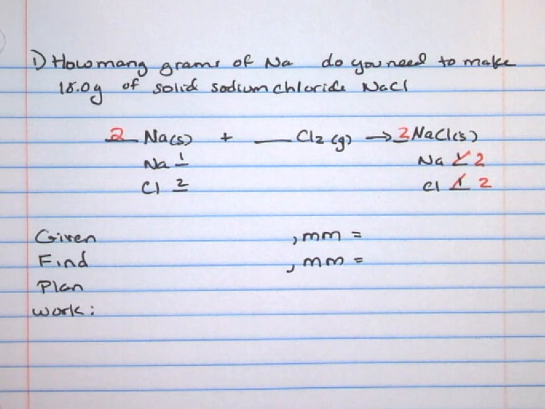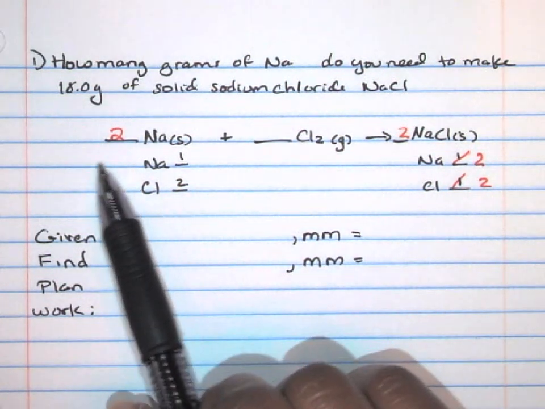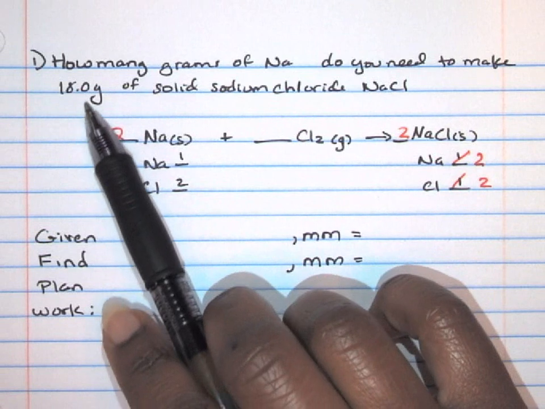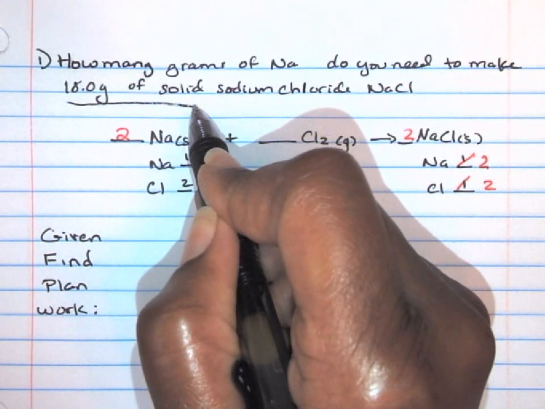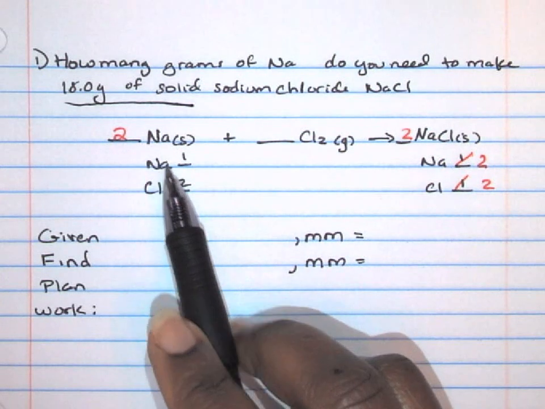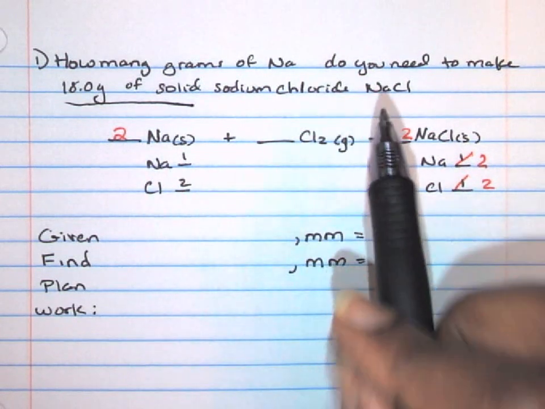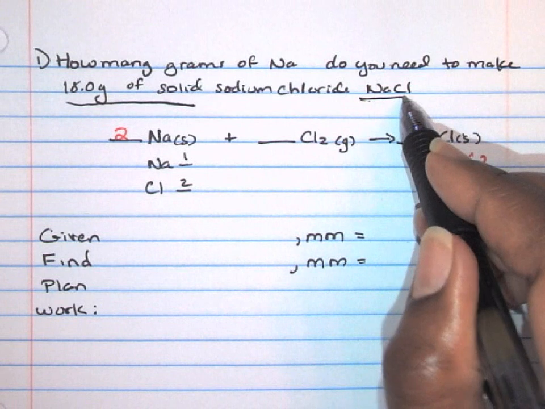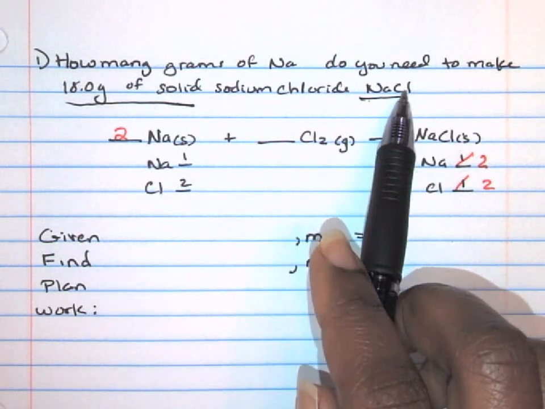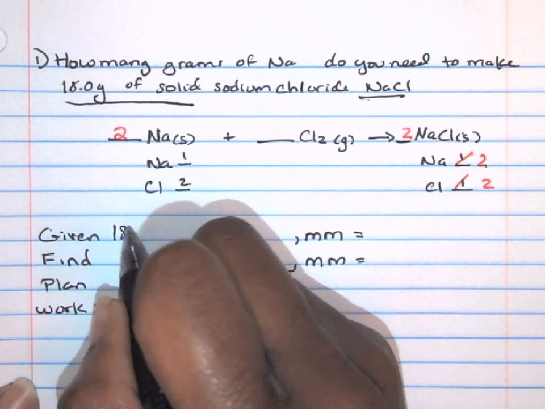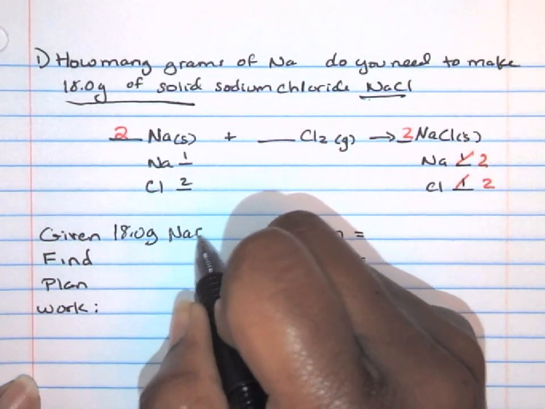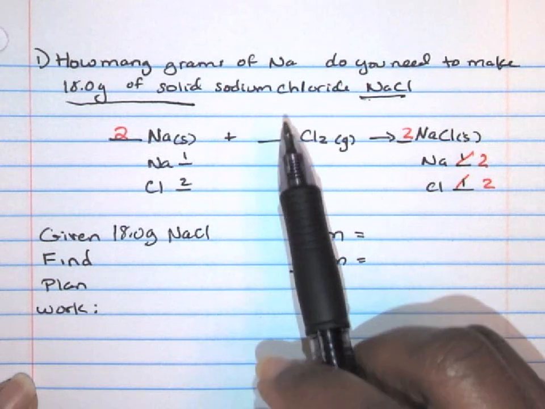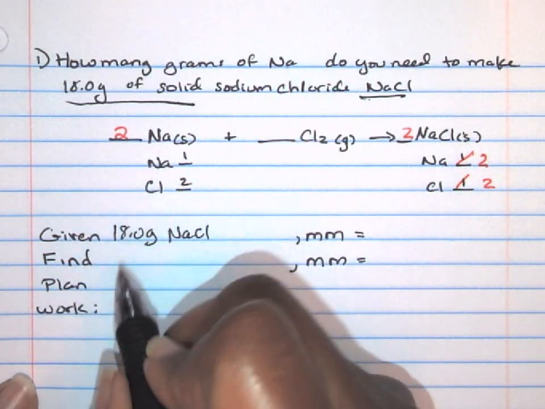All right. So let's go into how we analyze a problem. We always start, once we've gotten everything all set up, by looking for our given. Our given is 18 grams of solid sodium chloride. Sodium chloride, there we go. So 18 grams of that, that's my given. And I want to find, don't forget to write the substance, the grams of sodium.